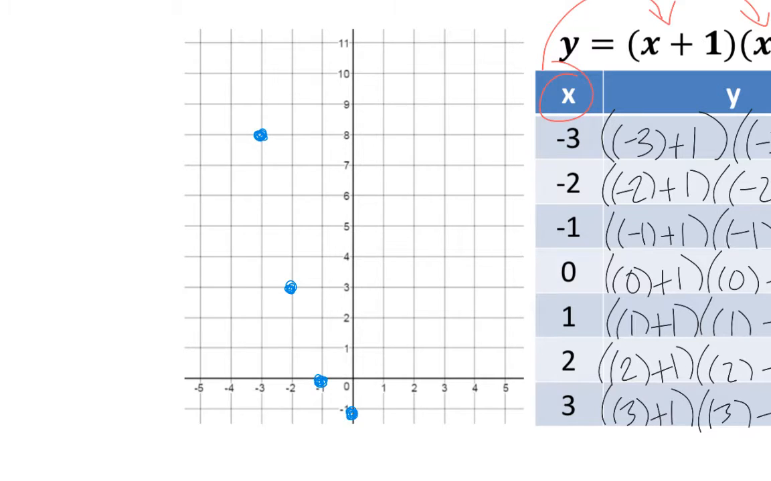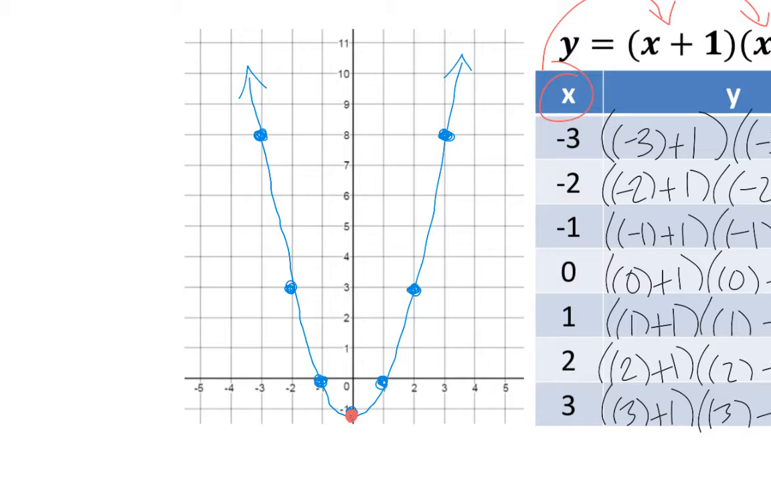Then we have 1, 0. Then we have 2, 3. And last but not least, we have 3, 8. And let's connect these dots with a curved line. And there we have a parabola. However, before we complete this question, let's describe some of the properties of this parabola.